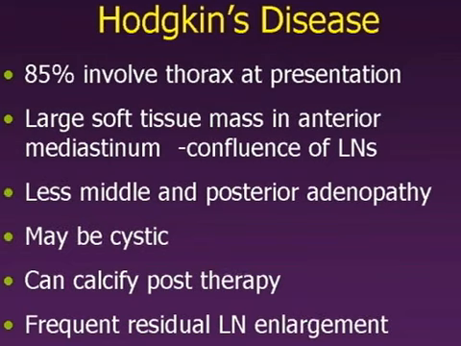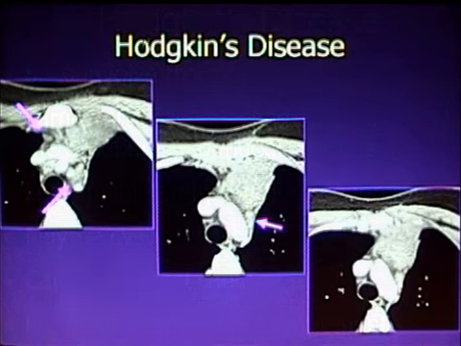And remember that after treatment, there may be marginal regression of the mass, but you may have dystrophic dense calcifications within the mass. Frequently, as I just said, there's residual lymph node enlargement even after the disease has been sterilized. So here we have a typical presentation of a Hodgkin's lymphoma with the predominant mass, the dominant area of adenopathy being in the anterior mediastinum.